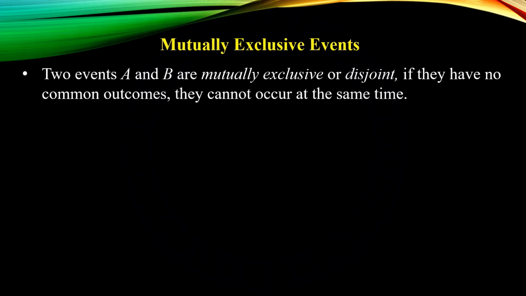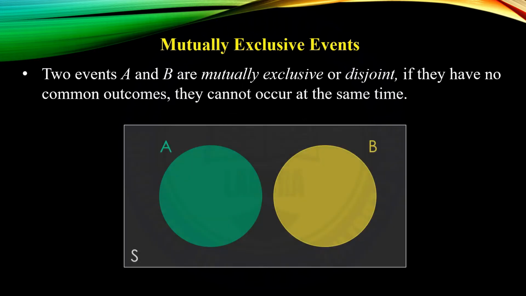One of the examples of a compound event is the mutually exclusive events because it refers to two events A and B which are mutually exclusive or disjoint. If they have no common outcomes, they cannot occur at the same time. So this is the illustration of the mutually exclusive events using a Venn diagram. The two events A and B are represented by two circles and the sample space S is represented by the rectangle.